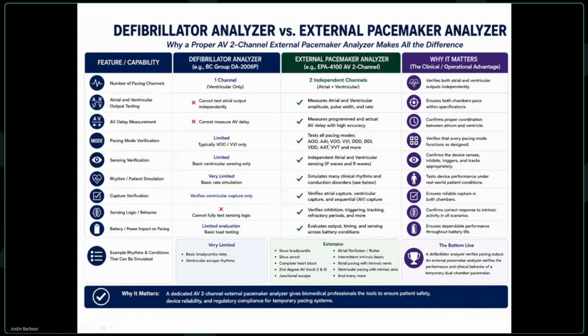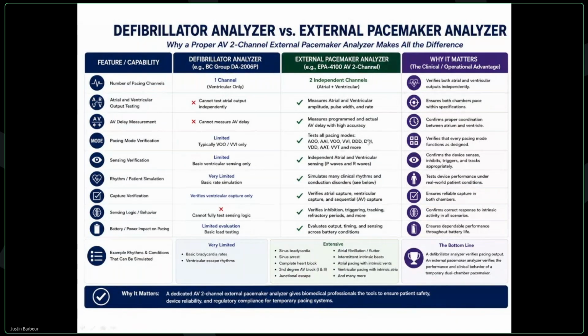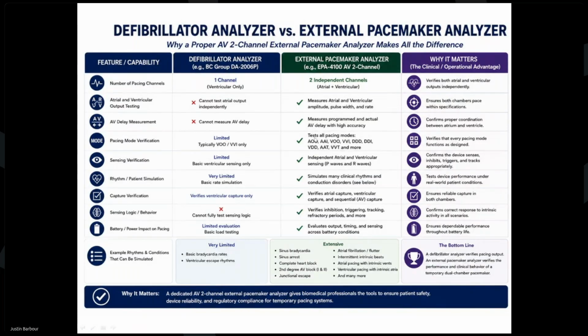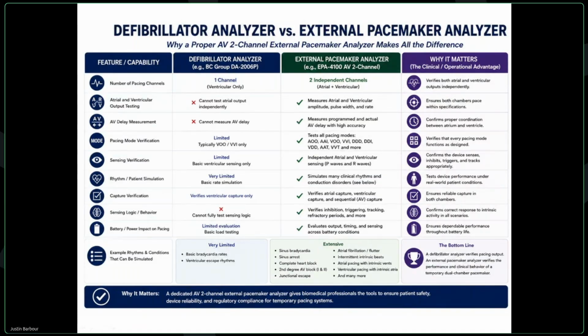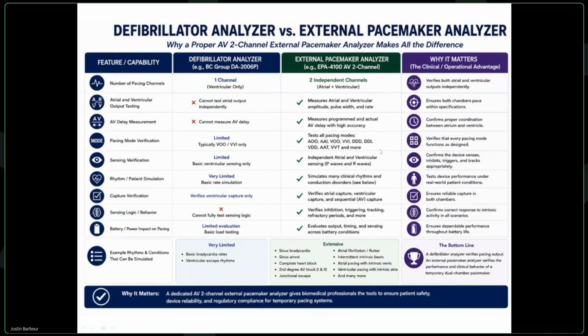And so we have all these different modes that I just talked about, and these are different modes that will be triggered inside the 4100 external pacemaker, and it will tell you what mode you have to have the pacemaker on. It kind of walks you through some of the process. Very cool. Whereas your traditional defibrillator analyzer, it's just looking for a pulse width and amplitude.